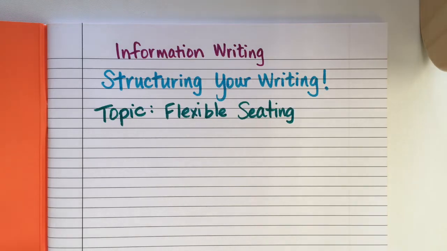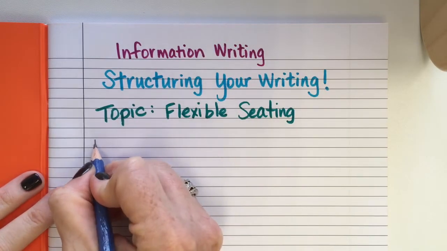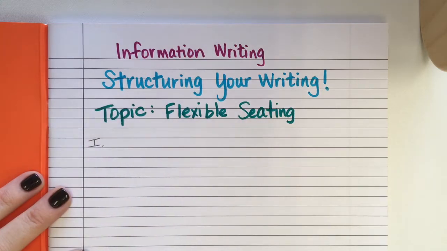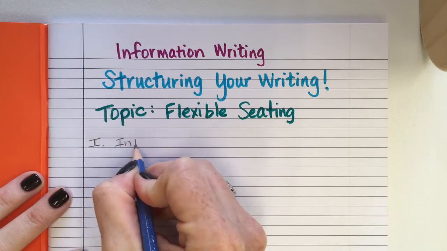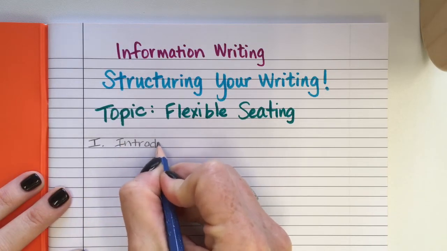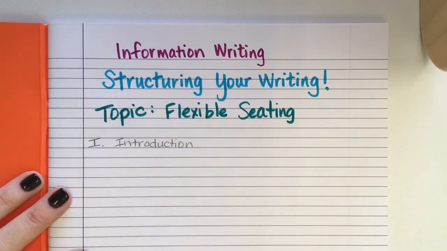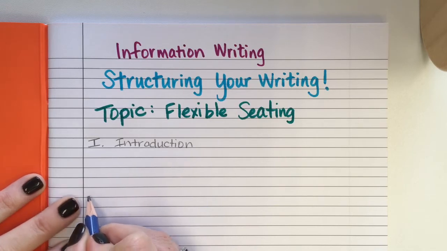So for example, I'm going to plan out my informational writing piece. And I always like to use an outline kind of format with my students. So I use the Roman numeral 1 to get started, and that's going to be our introduction. You can use your notebook in the same way and label your first section the introduction. And let's skip a few lines and come down.